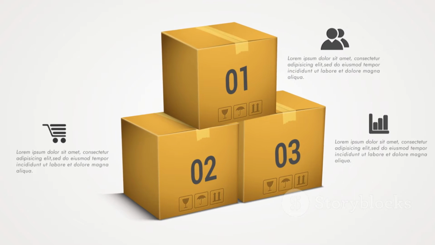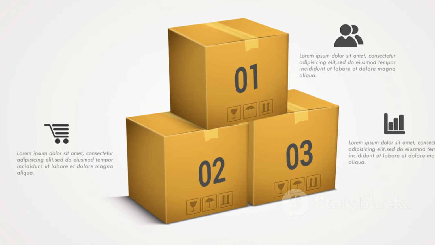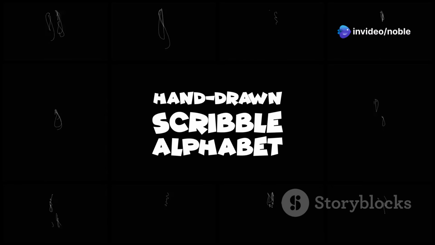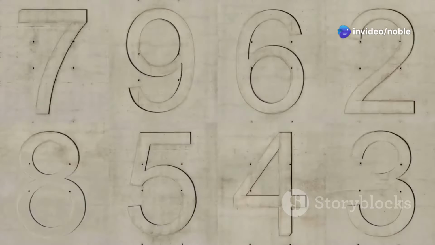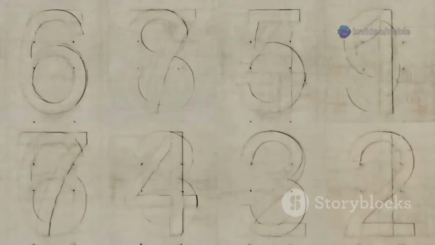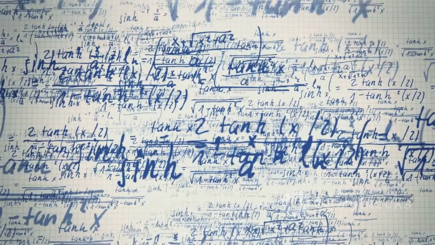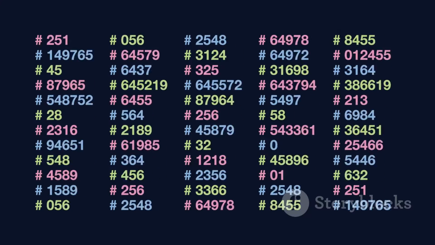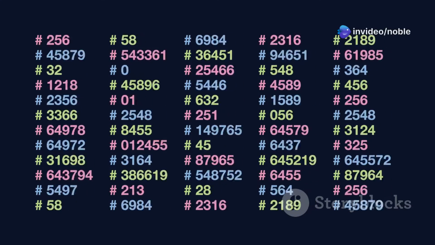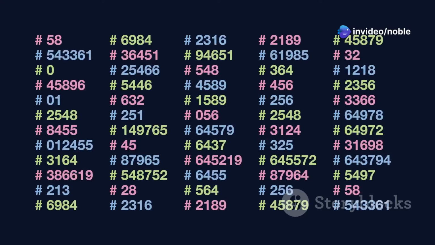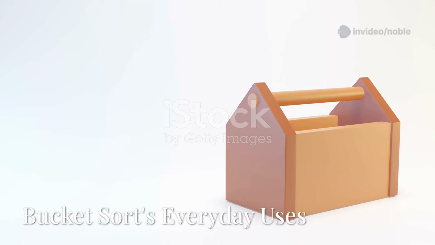First, we create buckets representing ranges 0.0 to 0.3, 0.3 to 0.6, 0.6 to 0.9, and 0.9 to 1.0. We place each number into its corresponding bucket. Then, we sort each bucket. Finally, we combine the buckets to get the sorted list: 0.12, 0.25, 0.45, 0.67, 0.89, 0.91.